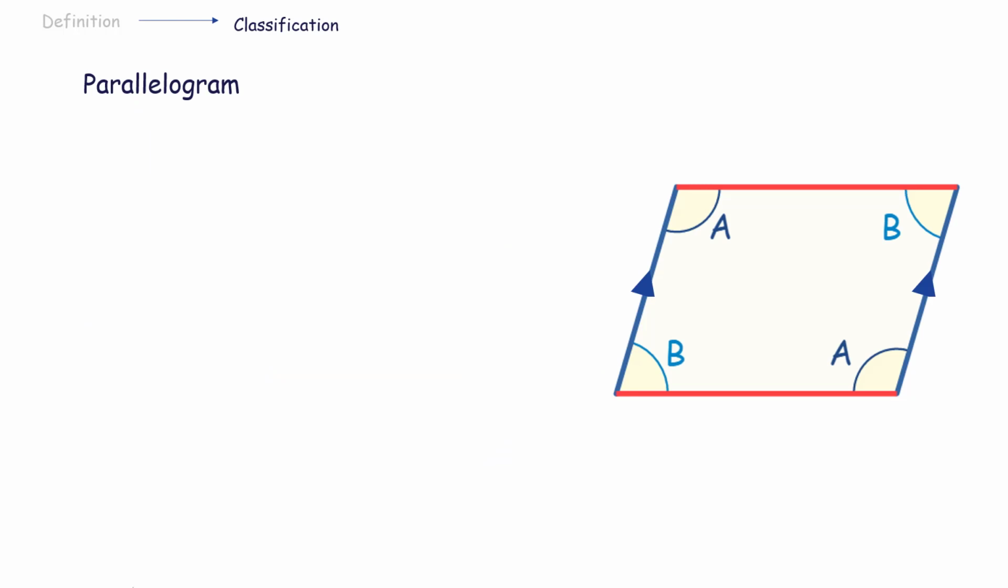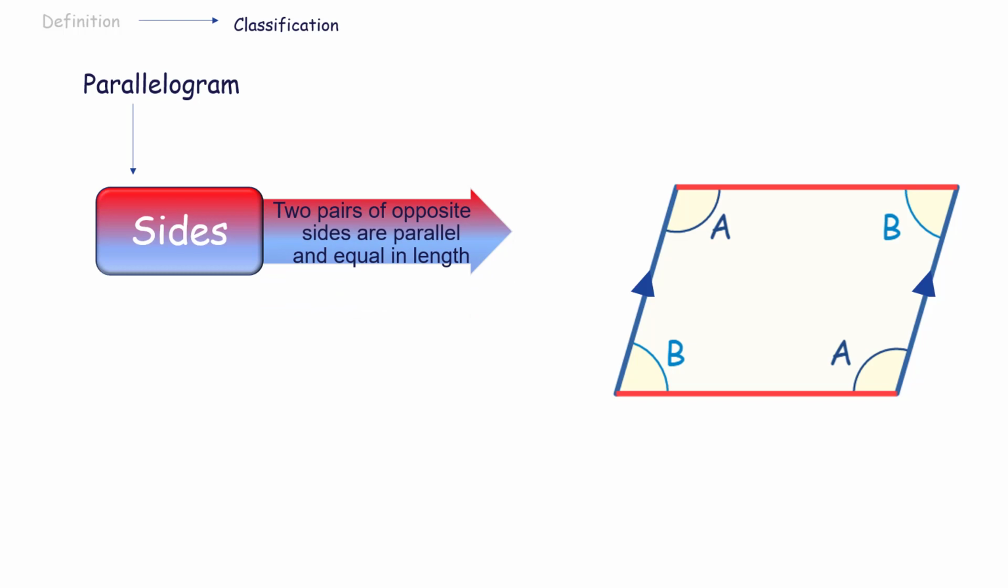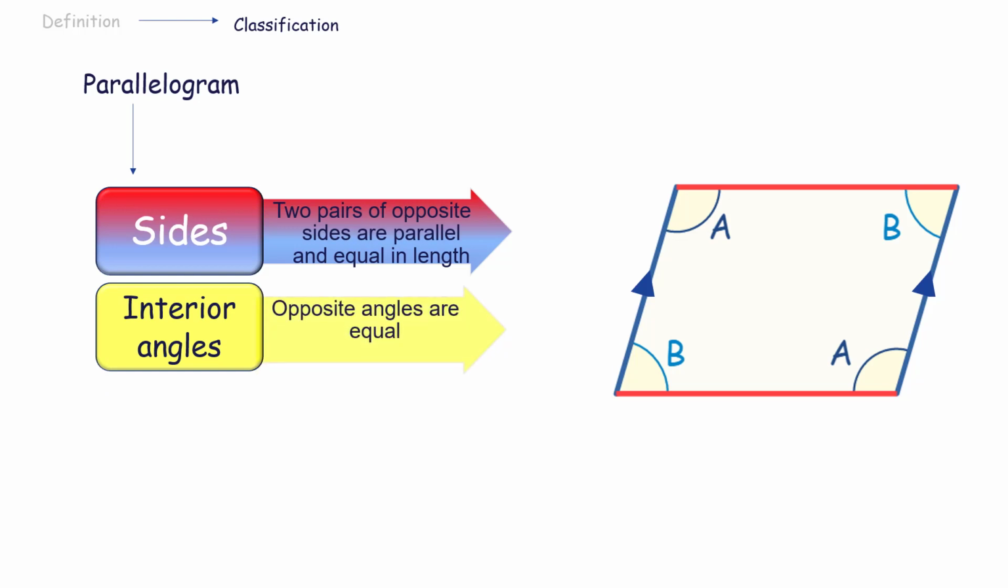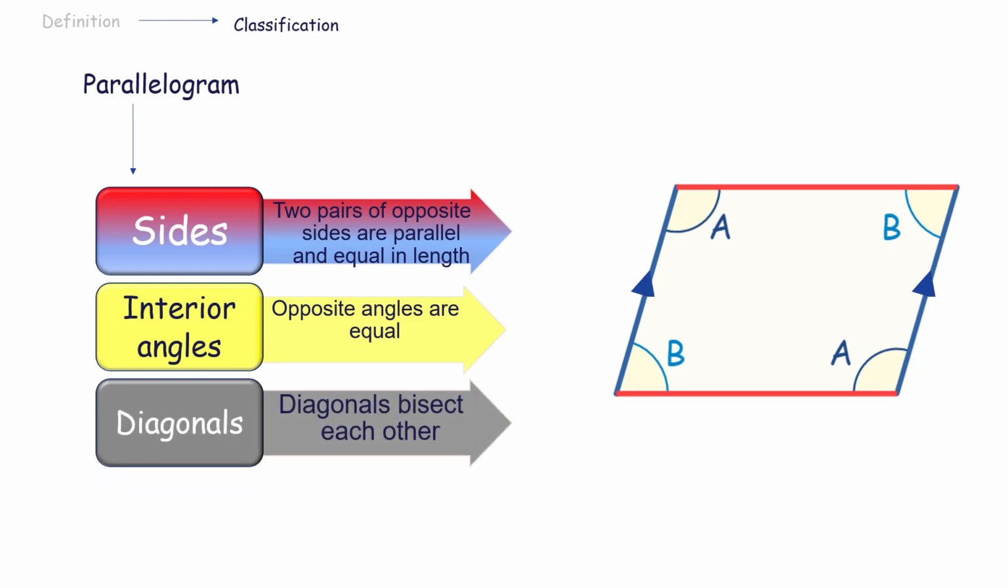The parallelogram. Let's look at the sides. 2 pairs of opposite sides are parallel and equal in length. The interior angles, the opposite angles are equal. And the diagonals bisect each other. Let's look closely.